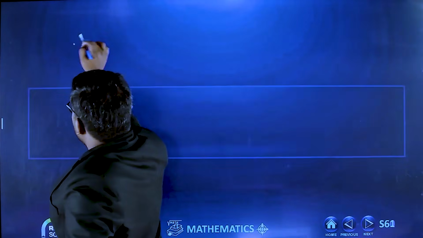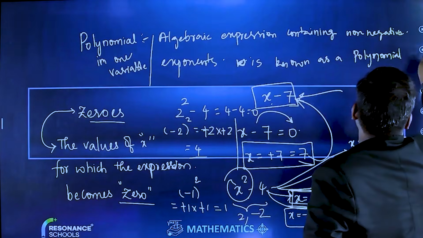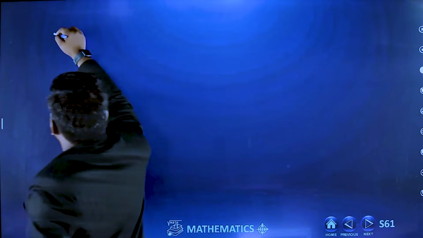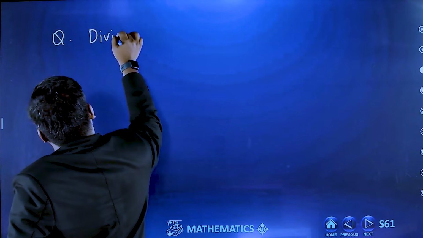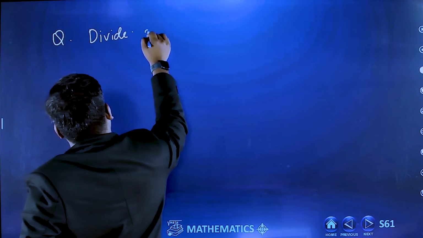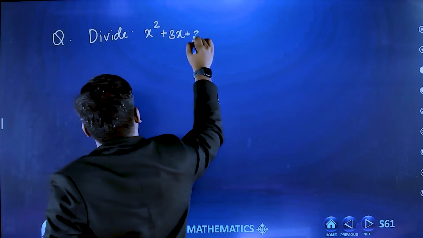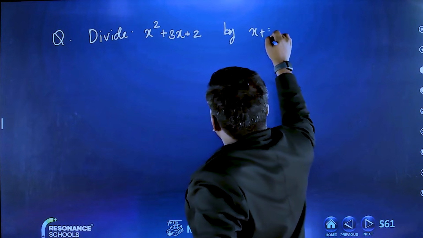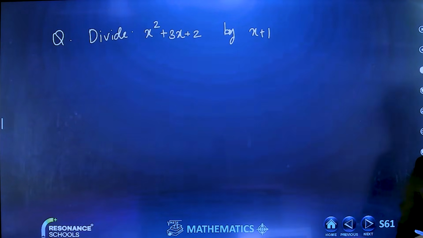Alright, take down this particular question. Where have we come? You can take down this particular question. Divide the polynomial x square plus 3x plus 2 by x plus 1. I want you to try this for a minute or two.